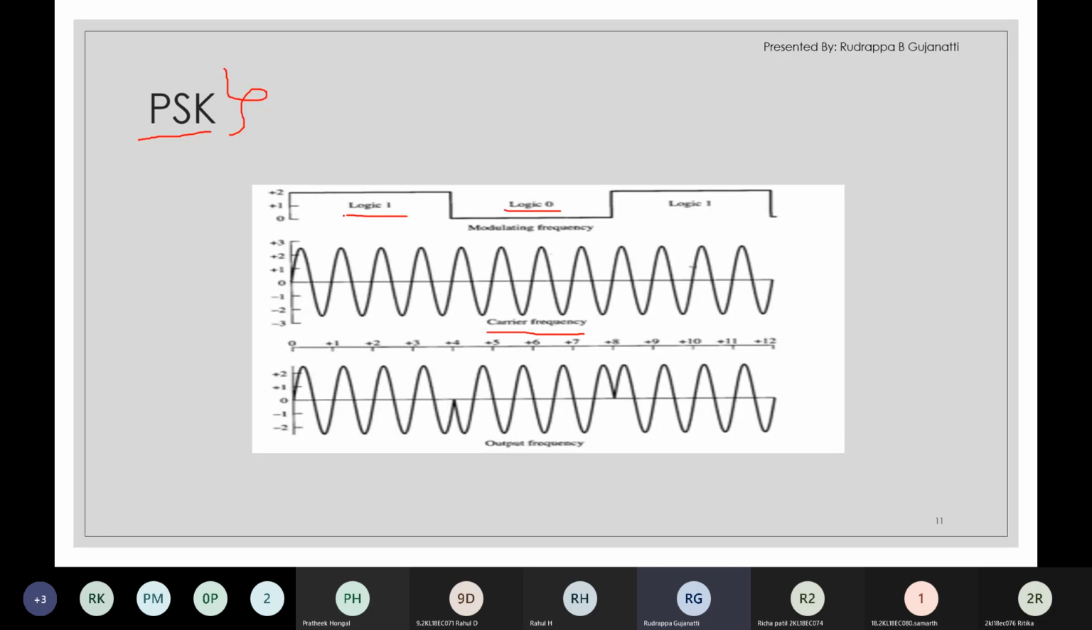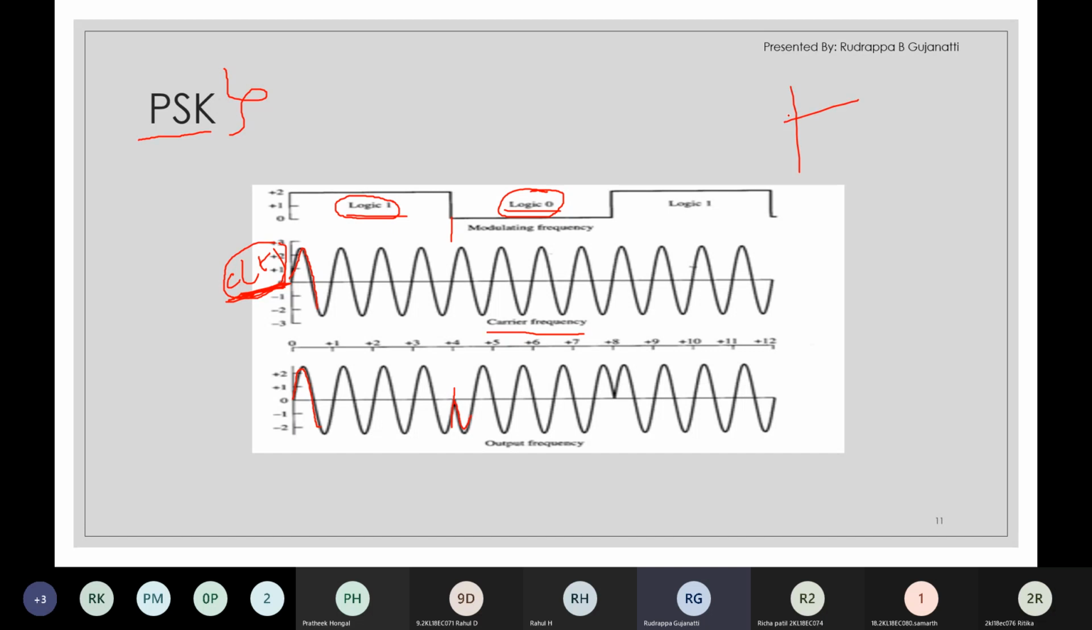Now in this case, whenever data is logic 1, we transmit the carrier without changing its phase. So this is the carrier signal. Its phase is maintained and it is sent as it is during the entire bit interval up to this point. But whenever it is logic 0, there is a phase shift of 180 degrees with respect to this carrier signal, and the carrier signal is 180 degrees out of phase and then it is transmitted.